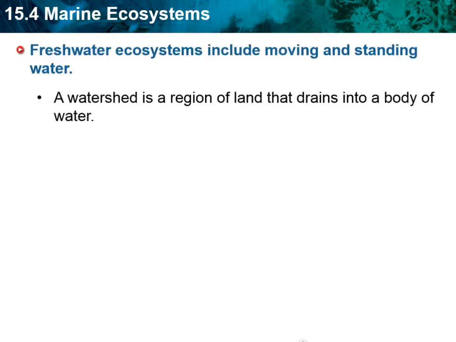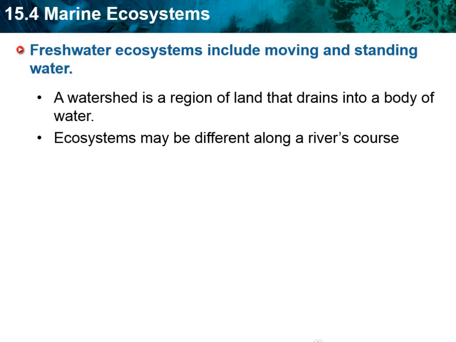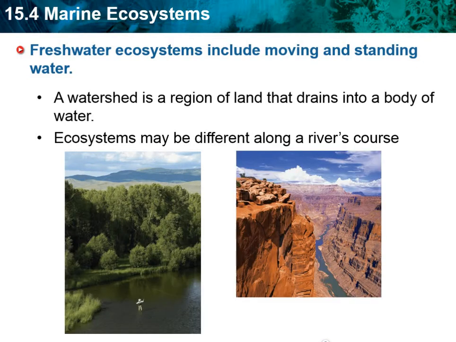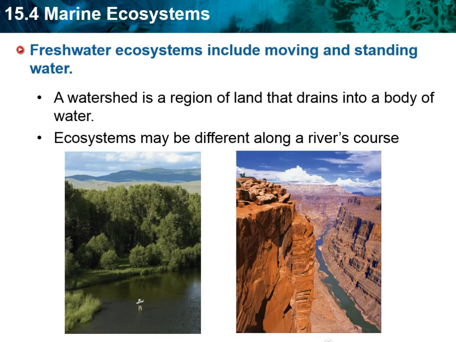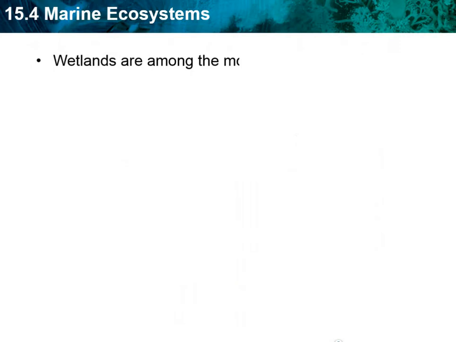So when we talk about freshwater ecosystems, it includes both moving and standing water. A watershed is a region of land that drains into a body of water. Ecosystems may be different along a river's course. So here's an example of the Colorado River. You can see there on the left and on the right, same river, but different look to it.